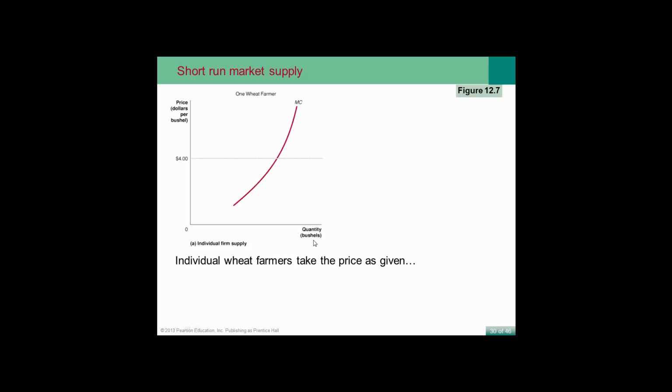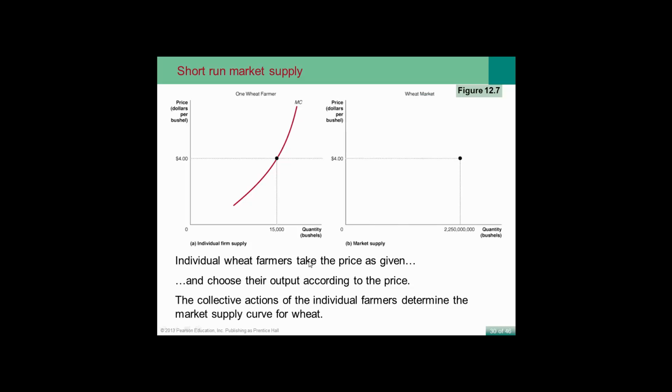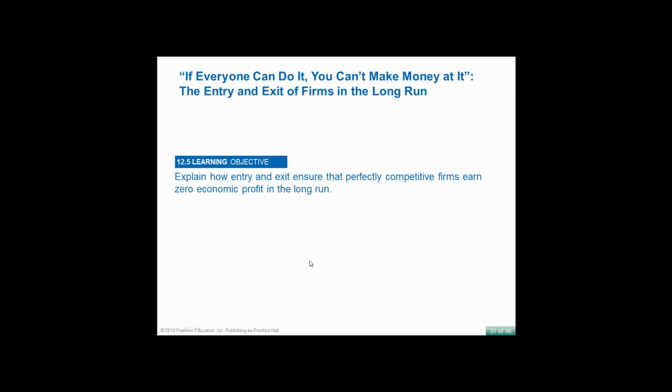Individual wheat farmers take the price as given and choose their output according to the price. The collective actions of the individual farmers determine the market supply curve for wheat. So if everyone can do it, you can't make money at it.